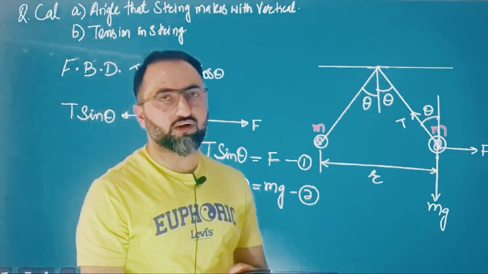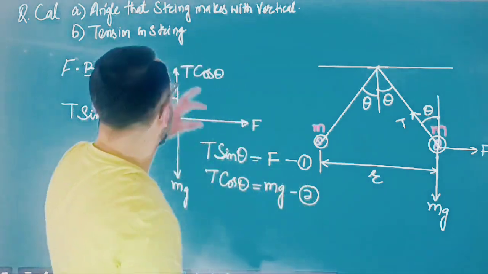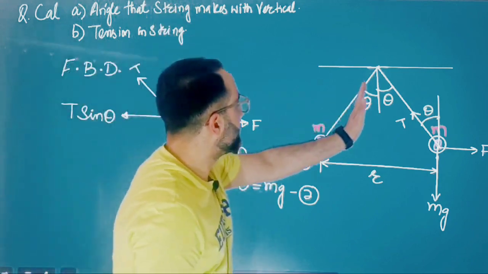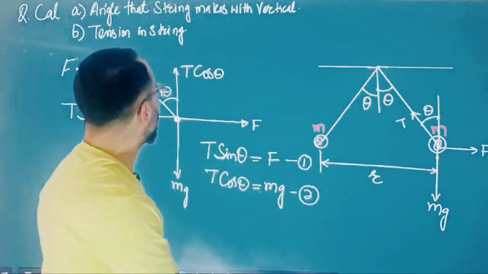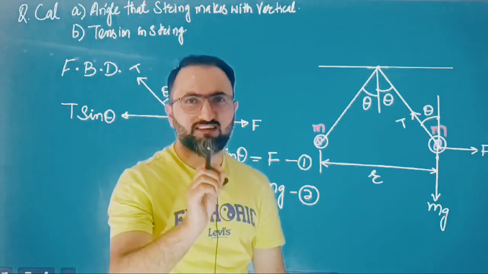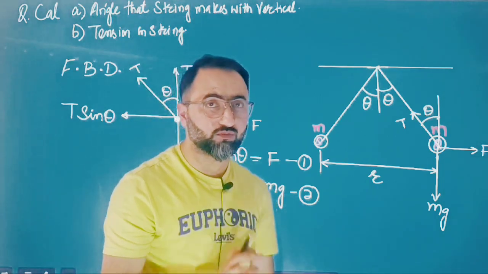Okay, so these are two equations, and what I have to calculate is this. We have to calculate the angle which the string makes with the vertical. That means I have to calculate theta. Number second is that I have to calculate the tension in the string, which is t. Now just apply your brain: how to calculate the value of theta?